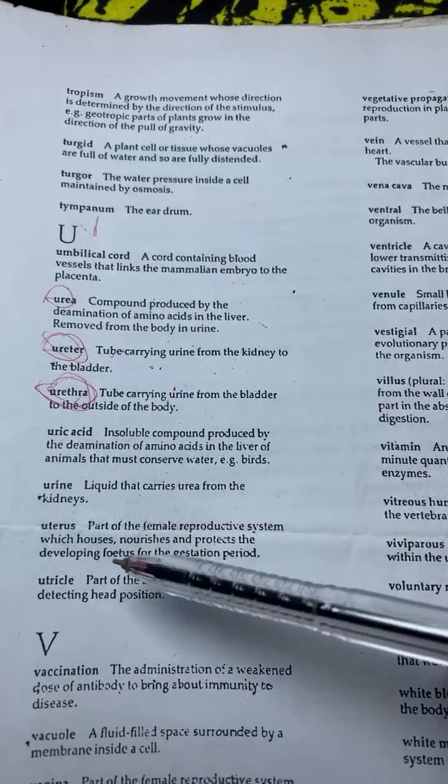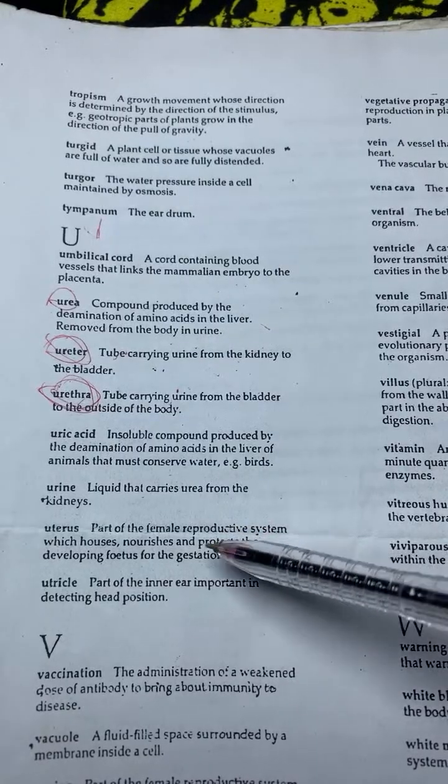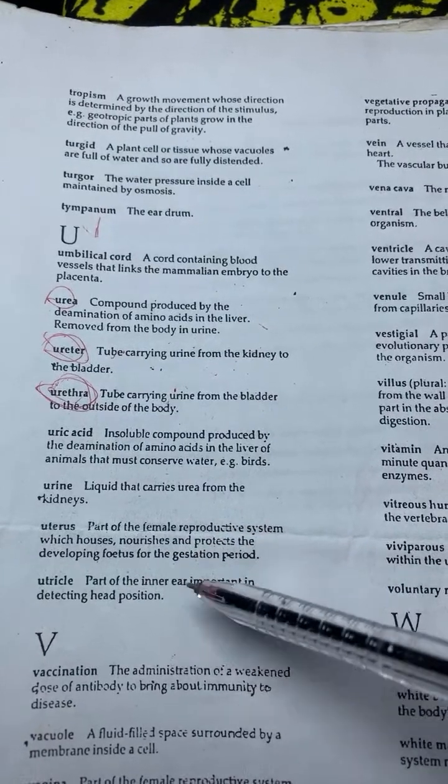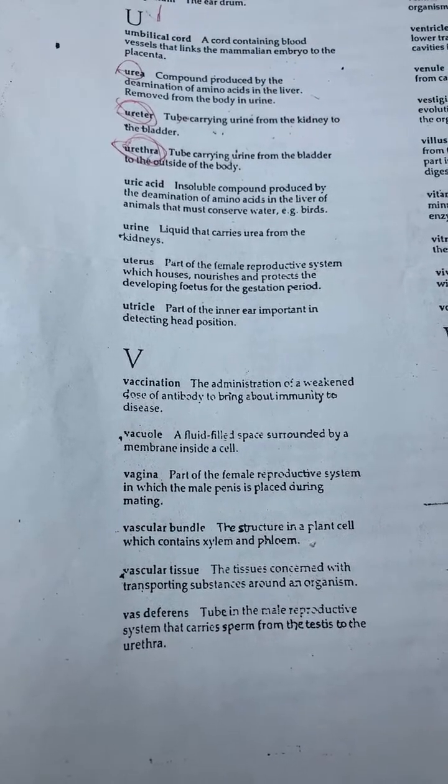Utricle are part of the inner ear, important in detecting head position. Right there. Okay, we'll move on to number V.